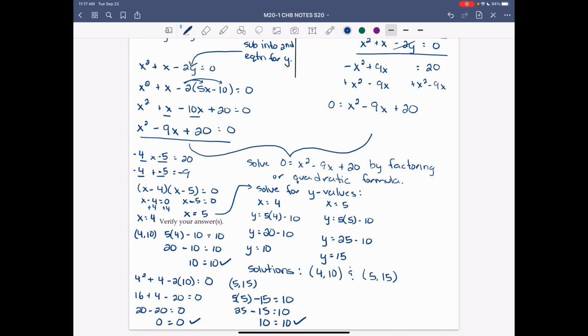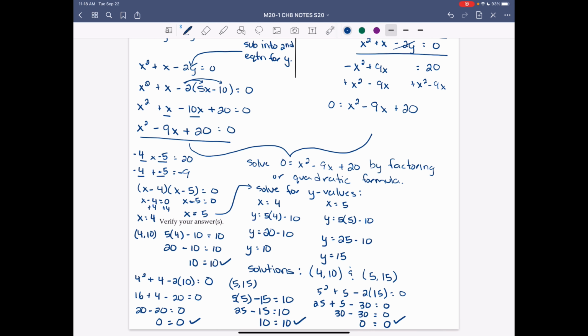And last one, the quadratic. We have x squared, 5 squared, plus x, plus 5, minus 2 times the y value of 15, and it should equal 0. 5 squared is 25, plus 5 minus 2 times 15 is 30. 25 plus 5 is 30, minus 30 equals 0. 30 minus 30 is 0, which equals 0. True.